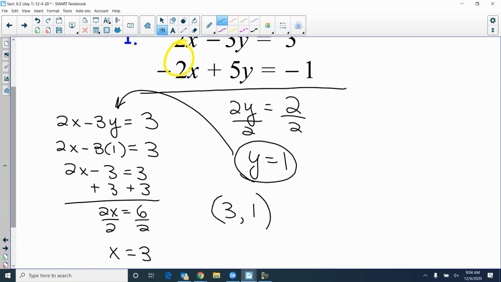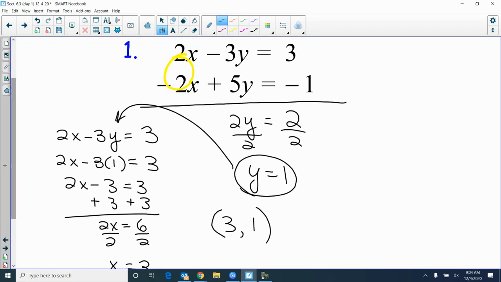Now, Hanan, if I want to know if I'm really right, what would I do? Plug them in. If you want to know whether you're really right, you plug them in. It's probably going to work for whichever one you picked here. It's the second one that's really important. Negative 2 times 3 is negative 6. Negative 6 plus 5 is negative 1. So I'm just going to do a quick mental check. It did work.